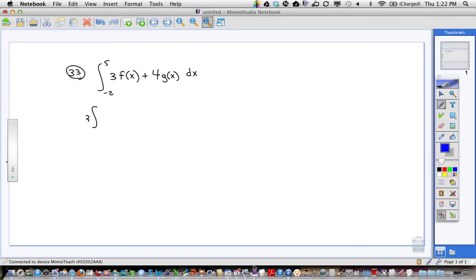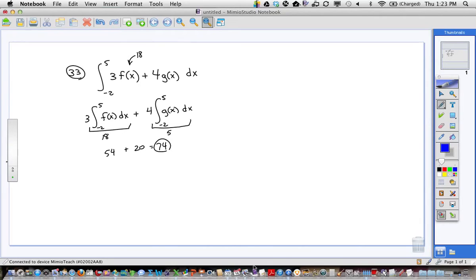You're supposed to take this 3 and pull it out, and then f of x dx, plus, and then this 4 pulled out, g of x dx, negative 2 to 5. Now, this integral is 18. This integral is 5. So 3 times 18 is 54, plus 4 times 5, which is 20, which is 74. Now, what you guys were doing is you were substituting an 18 right there, right? You were just taking 3 times 18, I think, many of you, 4 times 5, adding together, and you didn't do anything with that integral symbol.